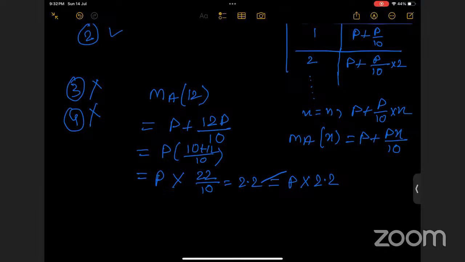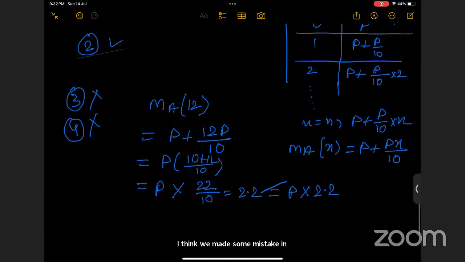Fourth, should not I be? I think we made some mistake in calculating, like in making the equation, I think.